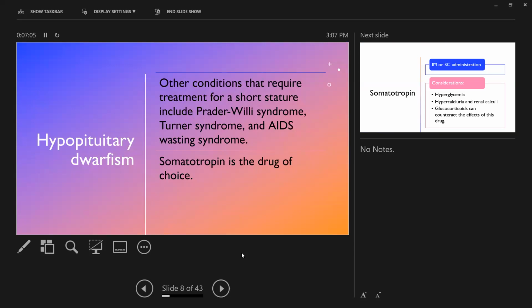If a patient makes insufficient growth hormone, they will suffer from dwarfism because that dwarfism is due to inadequate secretion of a pituitary hormone. It is often called hypopituitary dwarfism. Other conditions that will require treatment for short stature might include Turner syndrome, that is in females with just one X chromosome, people with AIDS wasting syndrome, and people with a genetic disease called Prader-Willi syndrome.